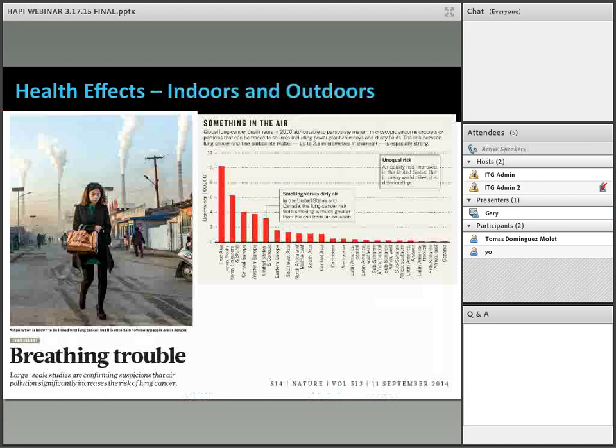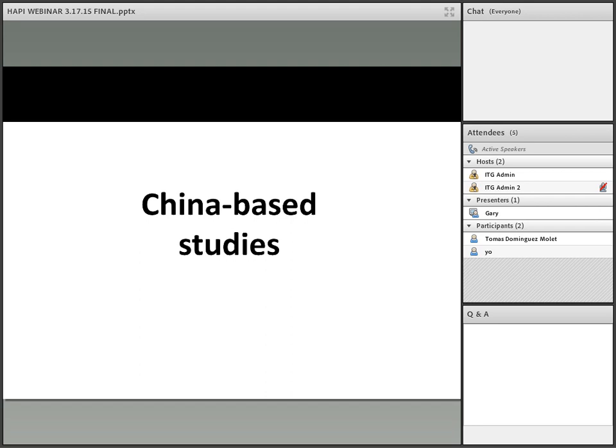Once again, it doesn't discount the problem that we see outdoors. And this is a figure from a Nature article about lung cancer and outdoor air pollution. And you can see in East Asia the significant association between lung cancer death rates and outdoor air pollution. So once again, not all of these are big problems worthy of our attention. I just want to spend a little time on this: we have a lot of very fundamental knowledge about the links between household exposures and health.